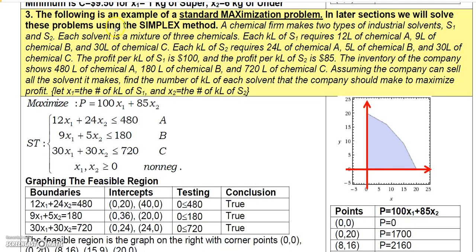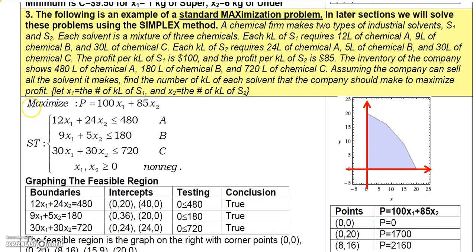Okay, now the next one says a chemical firm makes 2 types of industrial solvents, S1 and S2. Each solvent is a mixture of 3 chemicals. Each kiloliter of solvent 1 requires 12 liters of chemical A, 9 liters of chemical B, 30 liters of chemical C. Each kiloliter of solvent 2 requires 24 liters of chemical A, 5 liters of chemical B, and 30 liters of chemical C. The profit per kiloliter of solvent 1 is 100. Profit per kiloliter of solvent 2 is 85. The inventory shows there's 480 liters of chemical A, 180 liters of chemical B, and 720 liters of chemical C available. Assuming the company can sell all the solvent, find the number of kiloliters of each solvent the company should make to maximize profit.